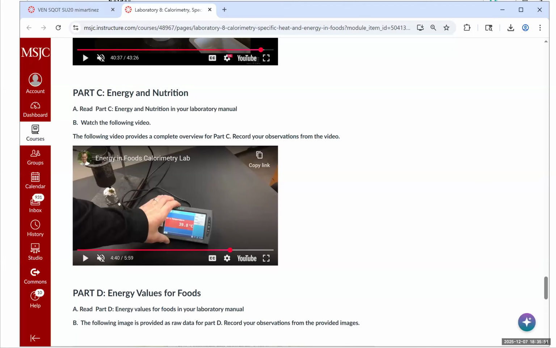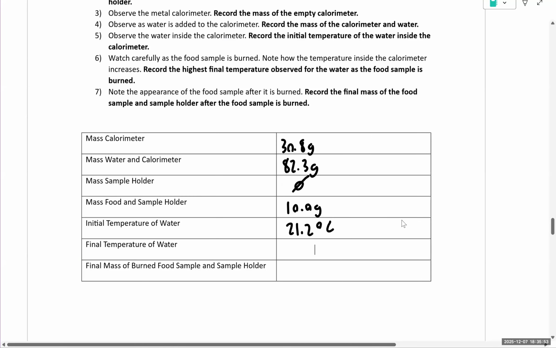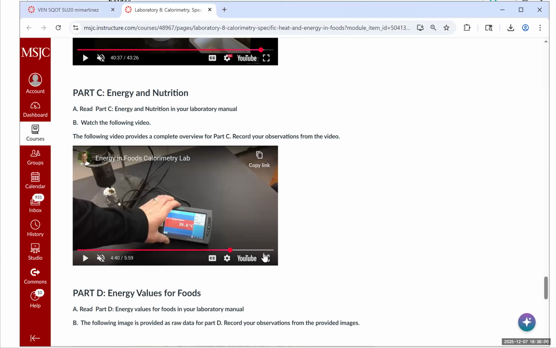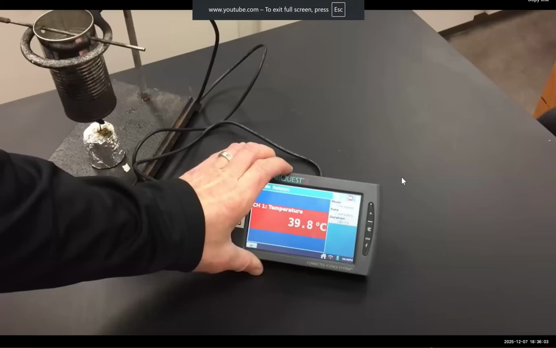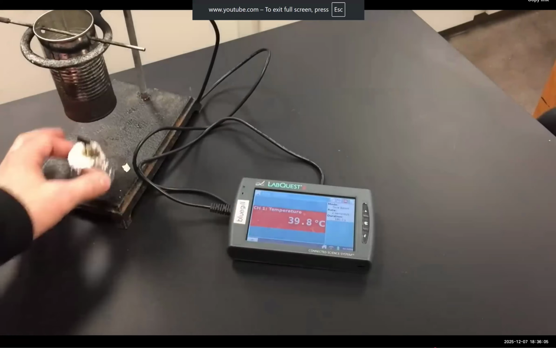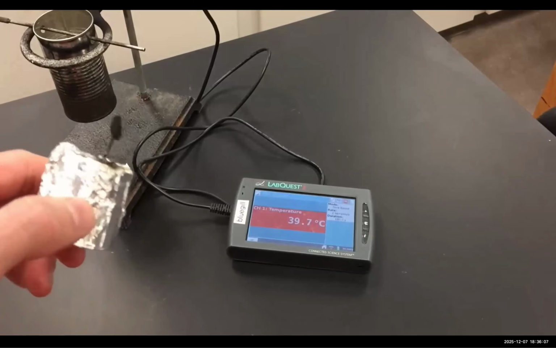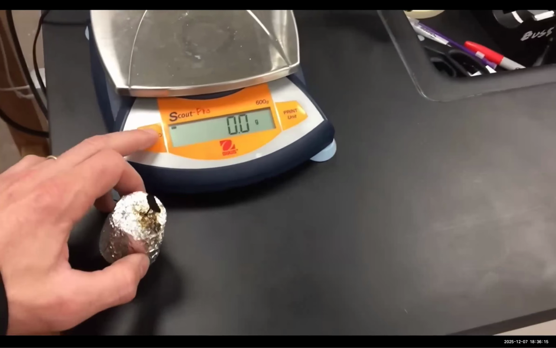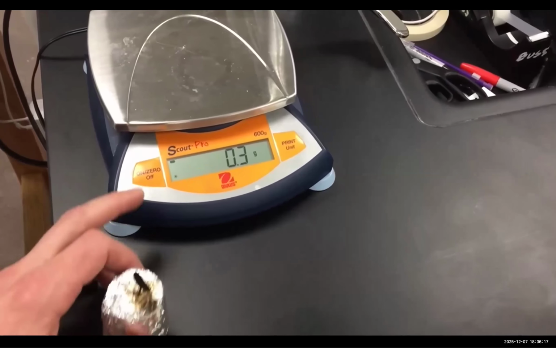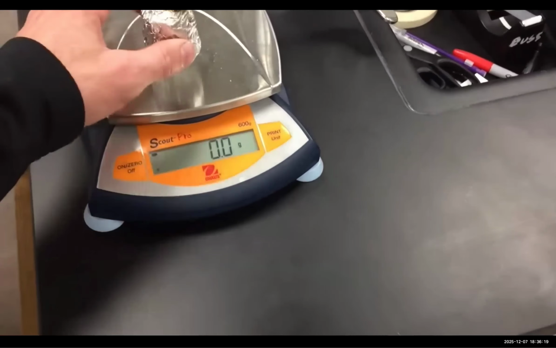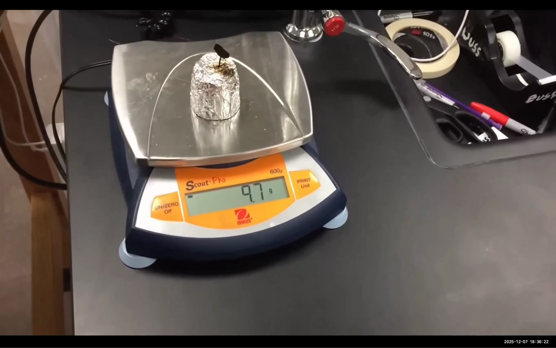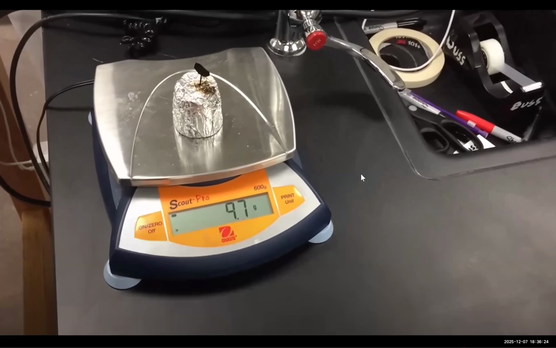So let's write that down. 39.8 Celsius is the final temperature. But we aren't done. We need to figure out how much food sample we actually burned. So they're going to weigh the burned food sample in the sample holder. And we have a final mass of 9.7 grams.